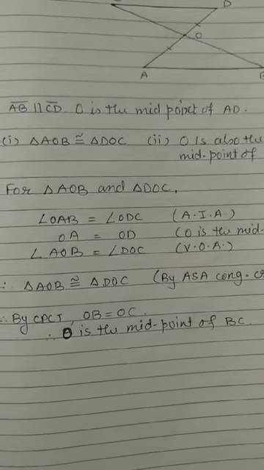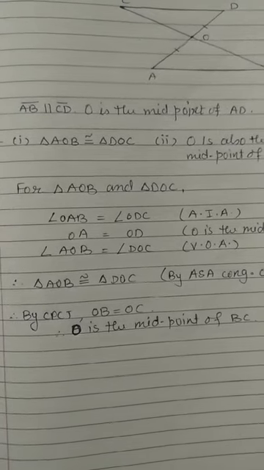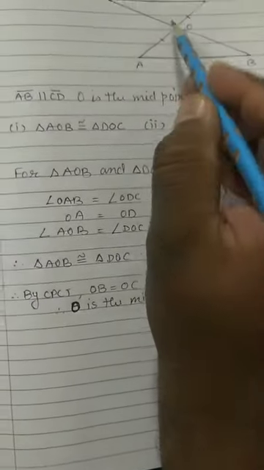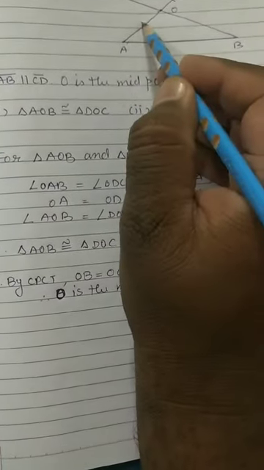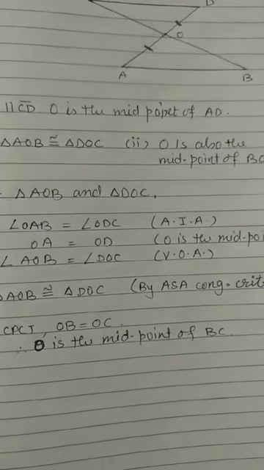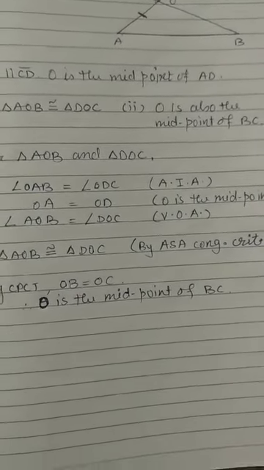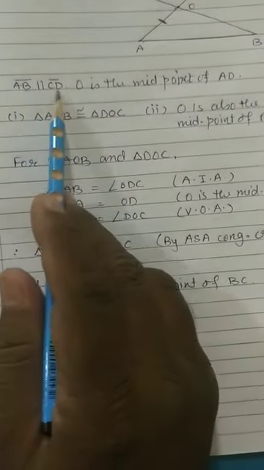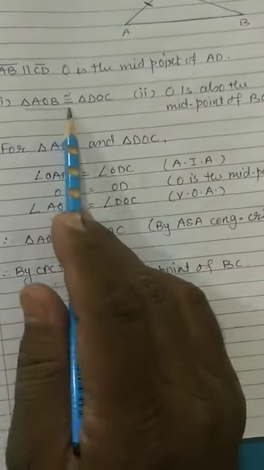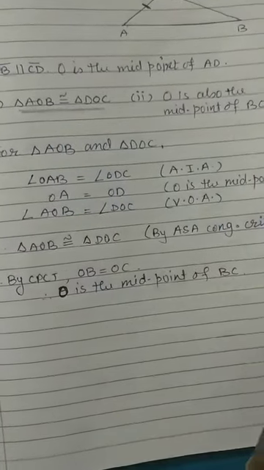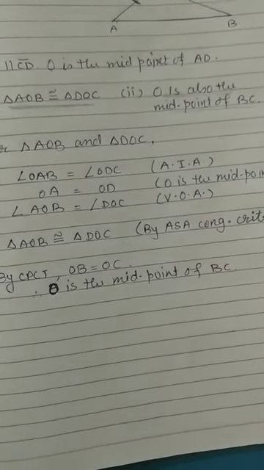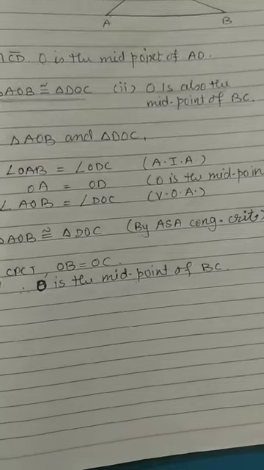See the diagram. It is given that AB is parallel to CD and O is the midpoint of AD. So we can say OA and OD are both equal, right? Okay. What is given to us? AB is parallel to CD and O is the midpoint of AD. To prove: first, you have to prove triangle AOB and triangle DOC are congruent. Second, O is also the midpoint of BC. These two things we have to prove here.